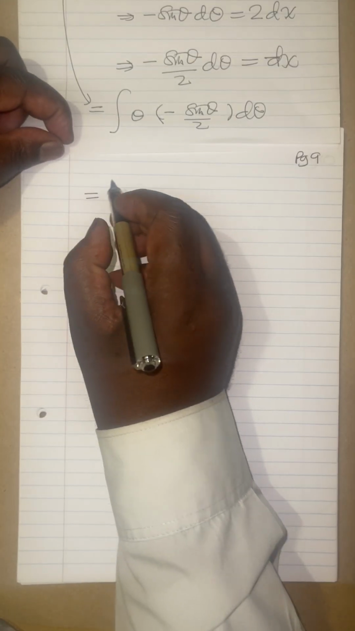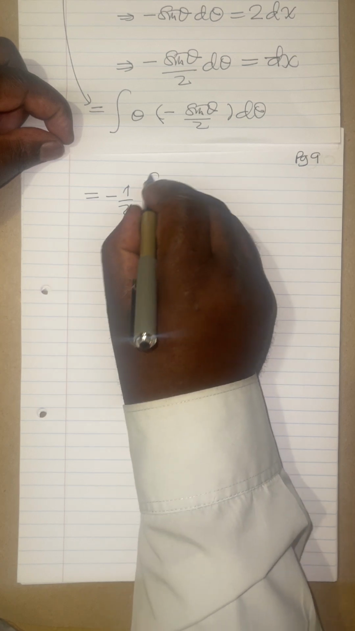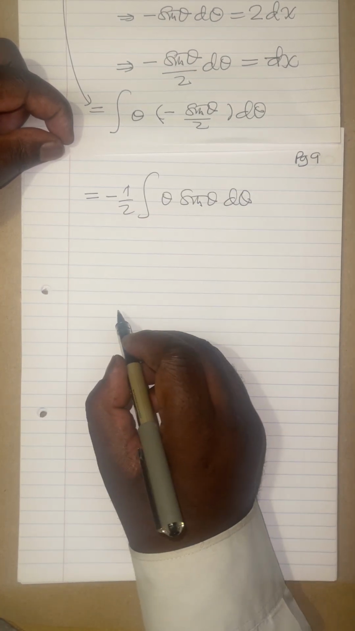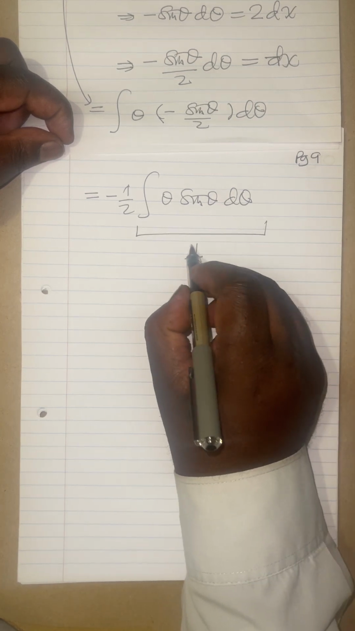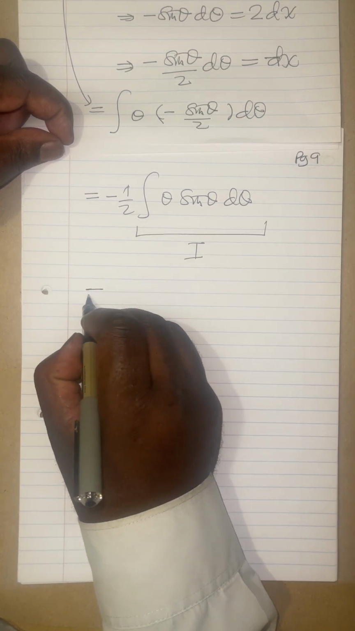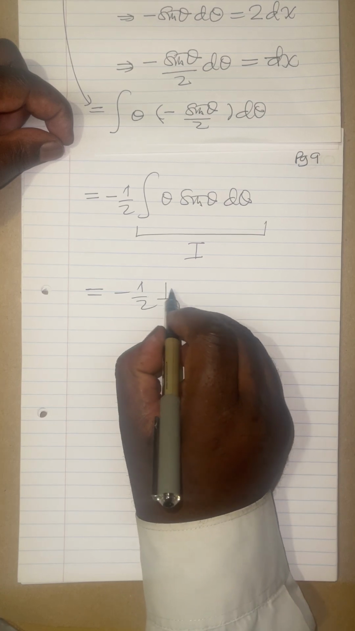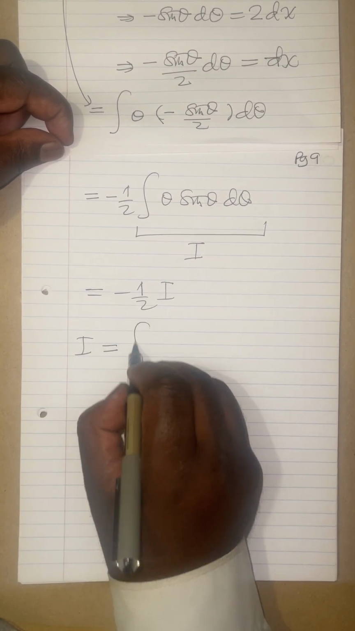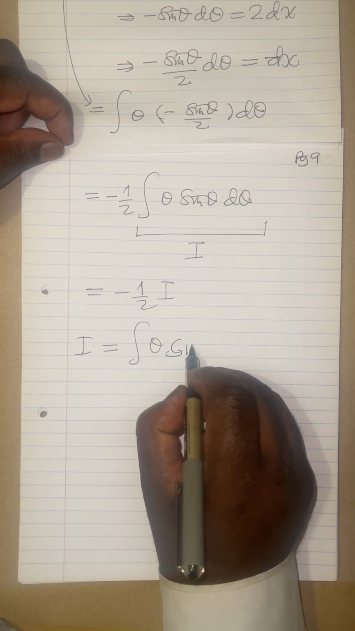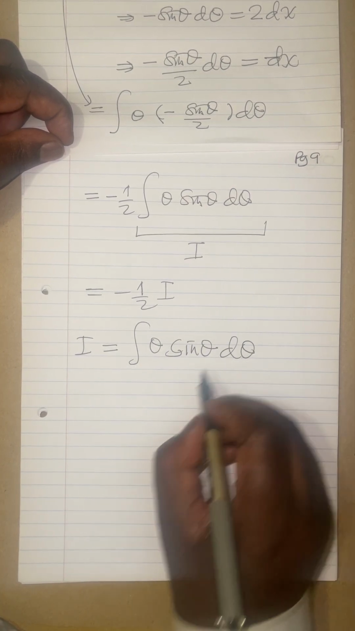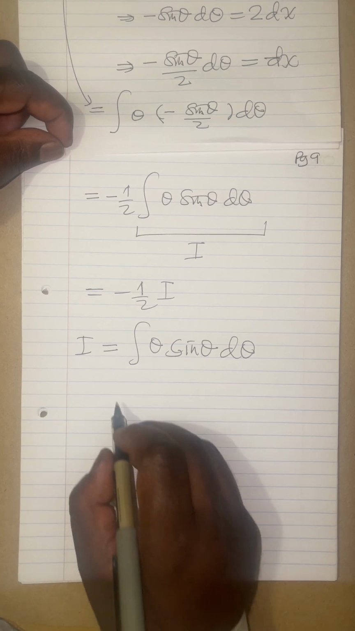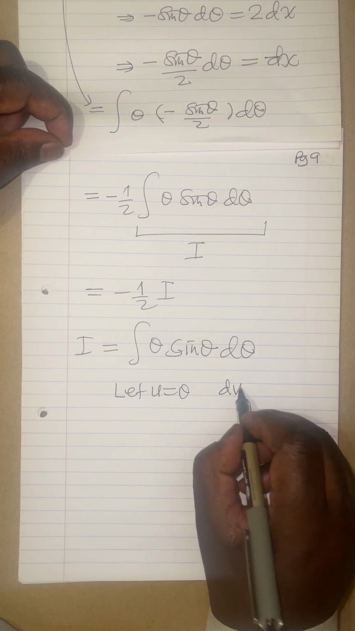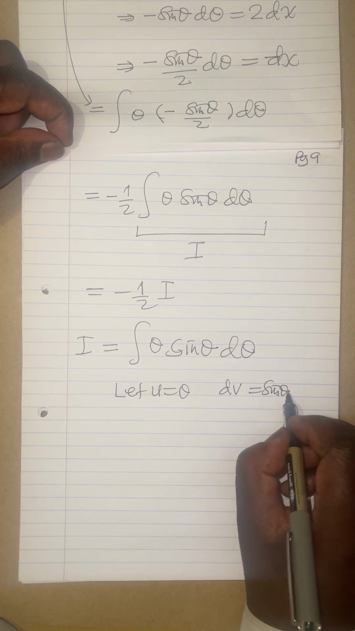So we're saying that is equal to minus 1 over 2, the integral of theta sine theta d theta. Again, if I let this one be equal to I, so this is going to be minus 1 over 2 I. We must determine what I is. So what is I? I is the integral of theta sine theta d theta. Integration by parts: let u be equal to theta and dv be equal to sine theta d theta.